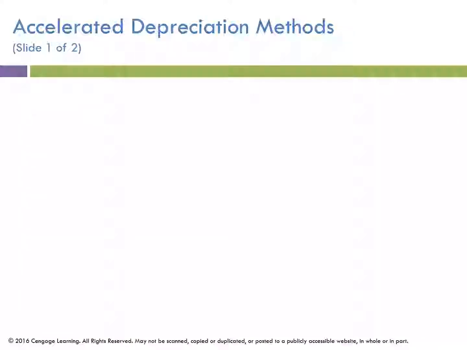The next methods we'll look at are accelerated methods. These get a little funky. I don't know who thought them up, but they are methods that could be used. They're called accelerated because we actually expense a large amount of the asset's cost in the beginning of the life of the asset. And as the asset gets older, we expense less than we normally would under straight line. It's an accepted method.